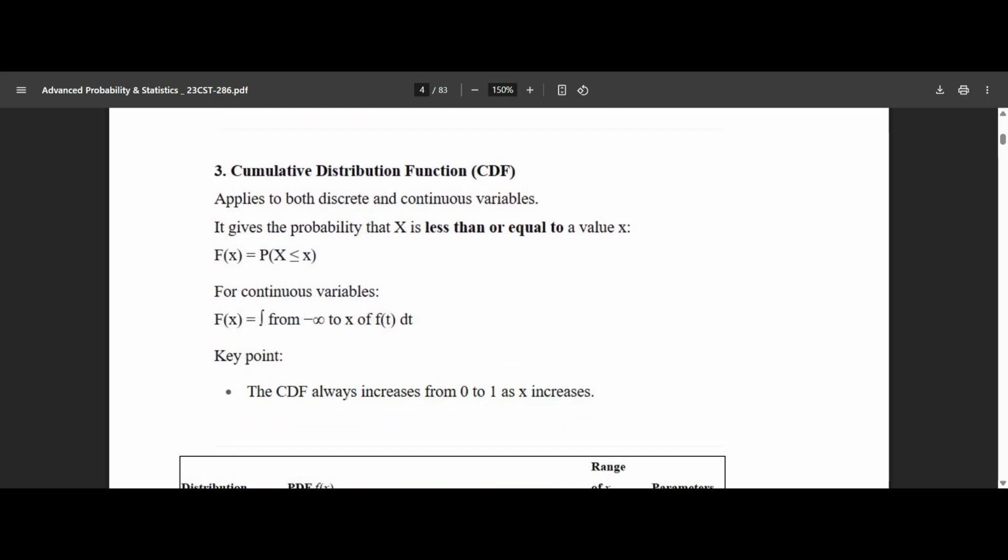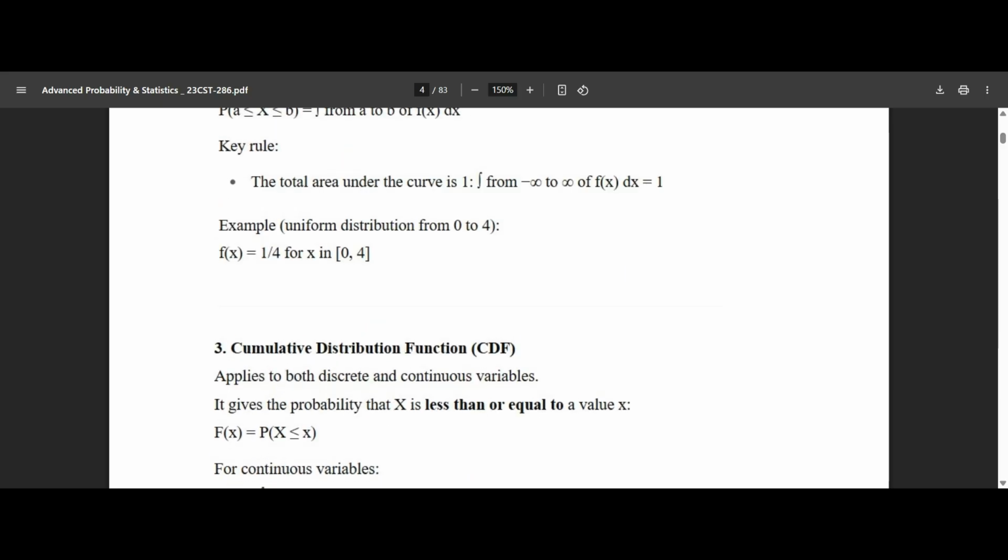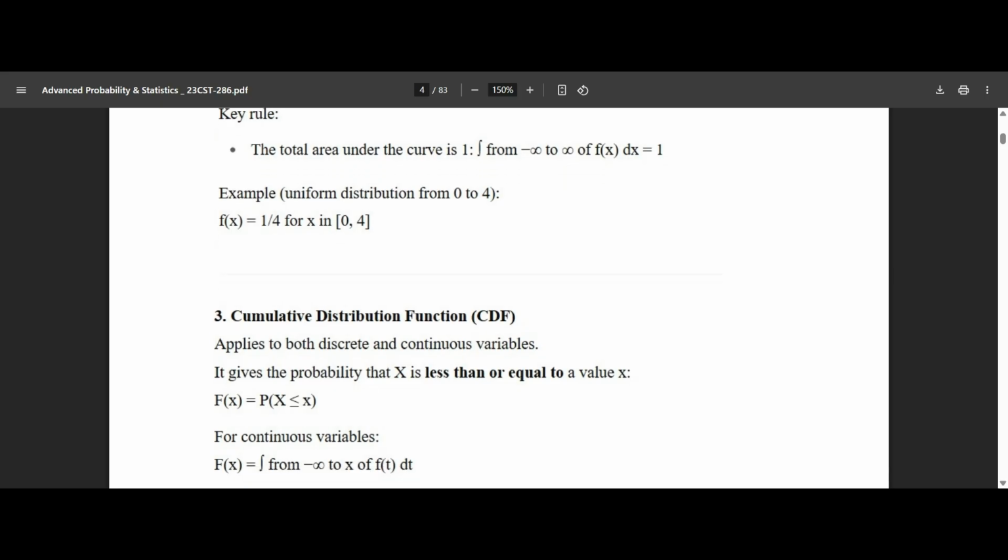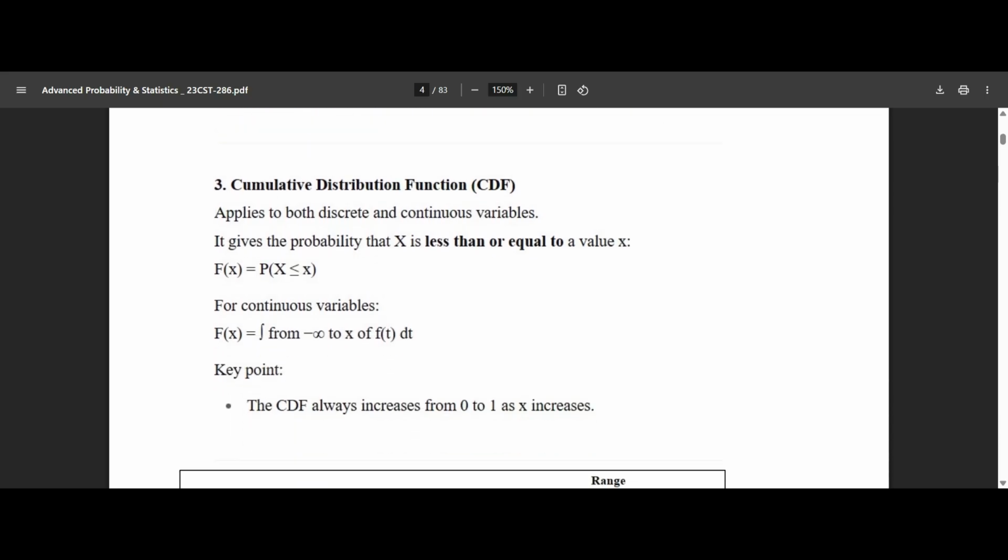क्यूमुलेटिव डिस्ट्रीब्यूशन फंक्शन. CDF को बहुत बच्चे कंफ्यूज करते हैं विद क्यूमुलेटिव डेंसिटी फंक्शन. इट इज रॉन्ग. PDF is probability density function, okay, and CDF is not cumulative density function, it is cumulative distribution function, and it applies to both discrete and continuous random variables. It gives the probability that X is less than or equal to a value small x, or CDF का symbol is capital F of x. For continuous variables, it is F(x) equal to integration from minus infinity to x of f(t) dt. Key point, CDF always increases from 0 to 1 as x increases.